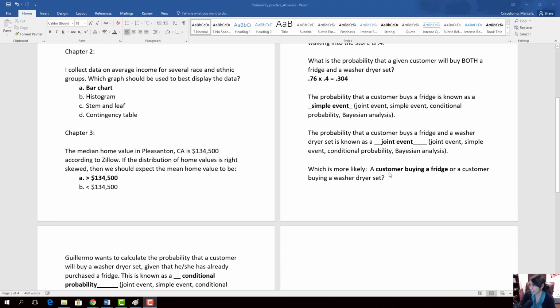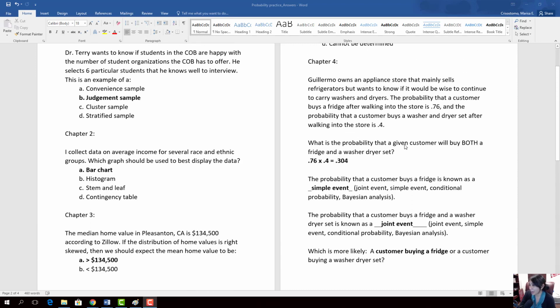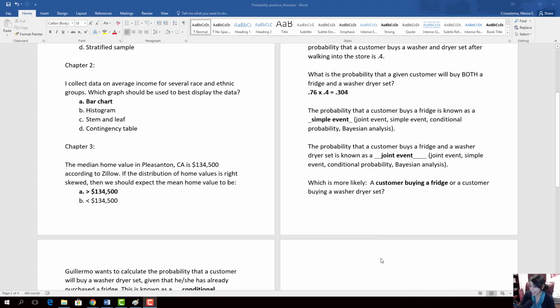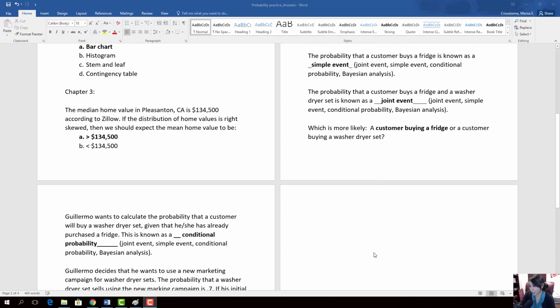Which is more likely, a customer buying a fridge or a customer buying a washer dryer set? Well, if we go back up to our description, the probability that a customer buys a fridge is 0.76, and the probability that a customer buys a washer dryer set is 0.4. So 0.76 is greater than 0.4, therefore a customer buying a fridge is more likely than buying a washer dryer.